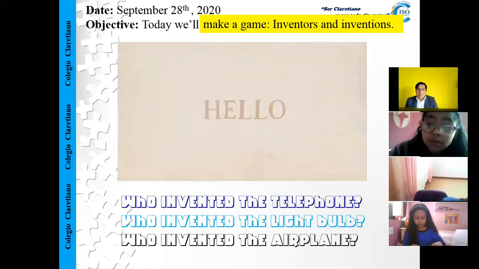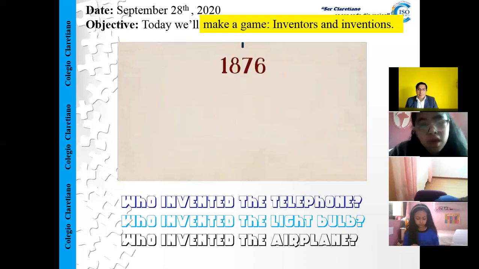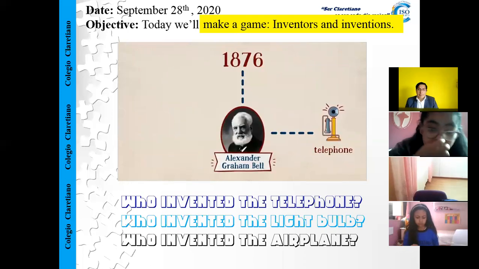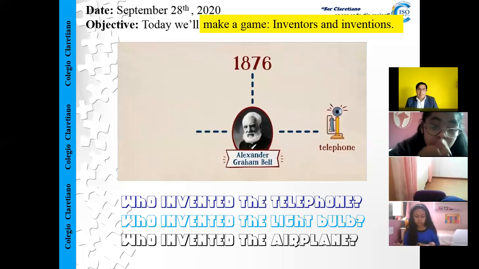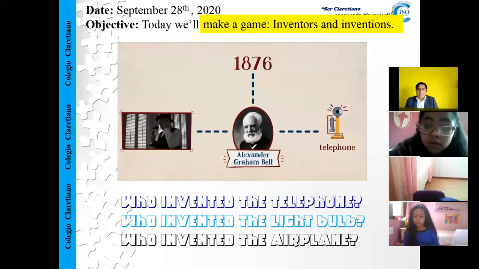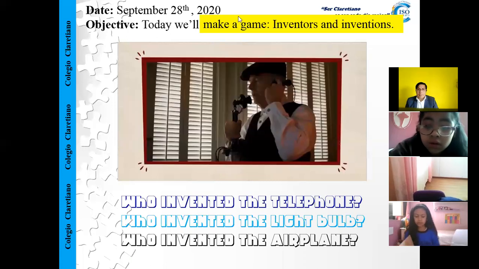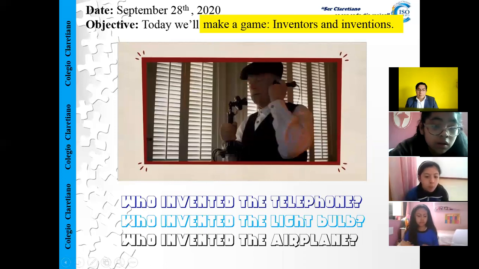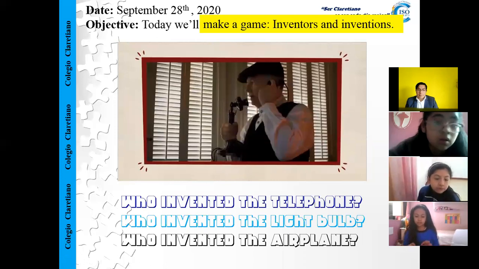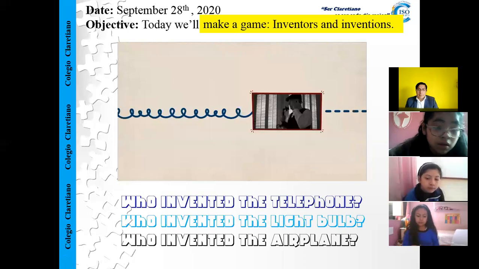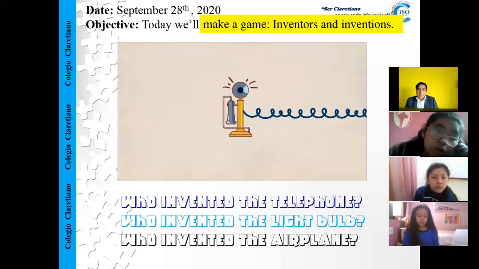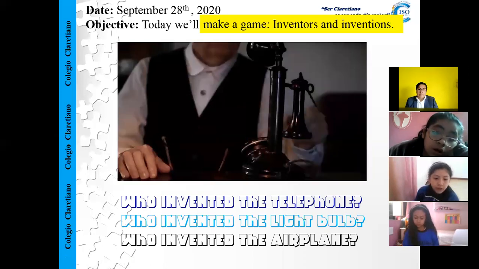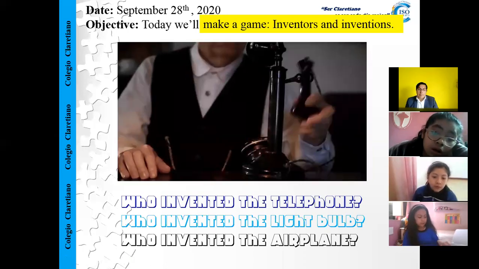Years later, in 1876, Alexander Graham Bell invented the first telephone. He discovered a way to transmit or send sound across electrical lines. People could now use the telephone to talk to each other from long distances.